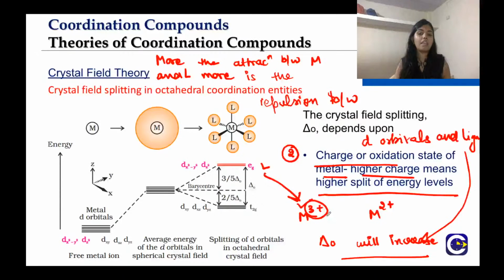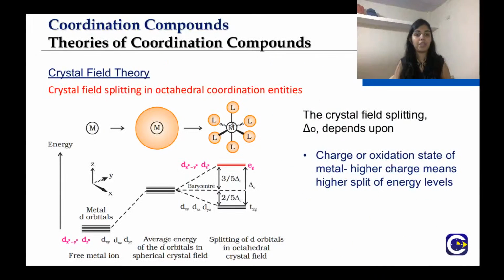So here you can see, if you increase the positive charge on the metal atom, the ligand will be more attracted towards the metal atom than that of M2 plus. M3 plus will be more able to attract the ligand towards itself. More it will attract, the more is the repulsion between the d orbital of this metal atom and the ligand, and therefore the delta O will also increase. In short, you can remember, higher the oxidation state of metal atom, higher will be delta O.